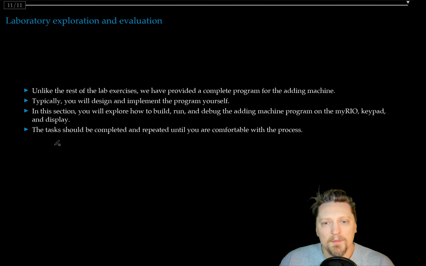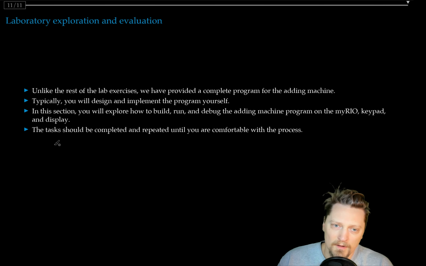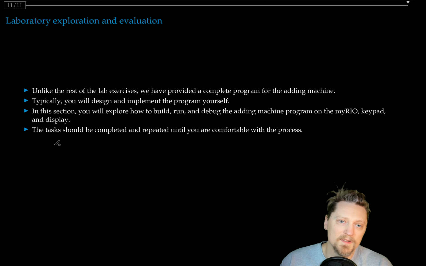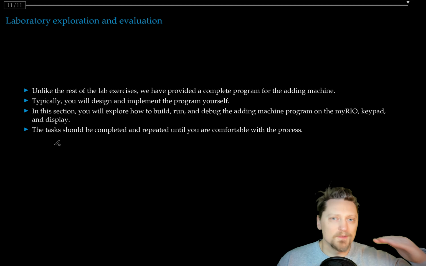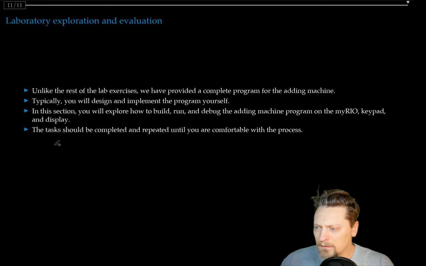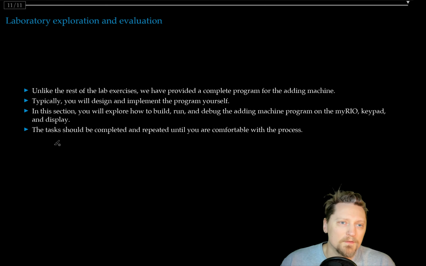Typically, you will design and implement the program yourself. In this section, you'll explore how to build, run, and debug the adding machine program on the MyRio keypad and display. The tasks should be completed and repeated until you are comfortable with the process. So it takes you through and is essentially a tutorial on how to use the debugger, how to build and run your code. And I thought I would do a little demo of that for this first lab exercise. I probably won't be doing that much in future lectures on the lab exercises, but just to make sure that you get started on the right foot, I'll do a little demo.